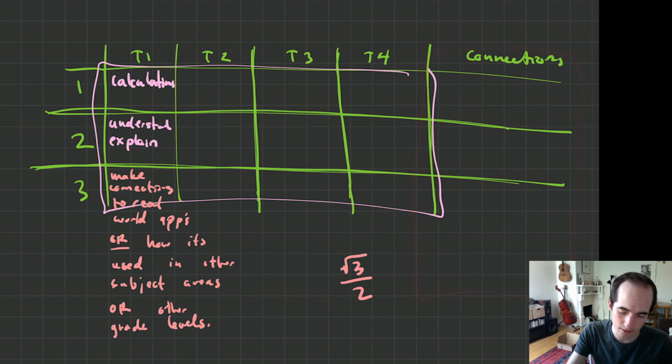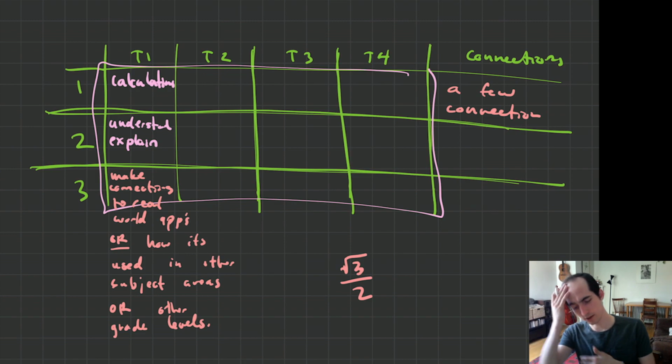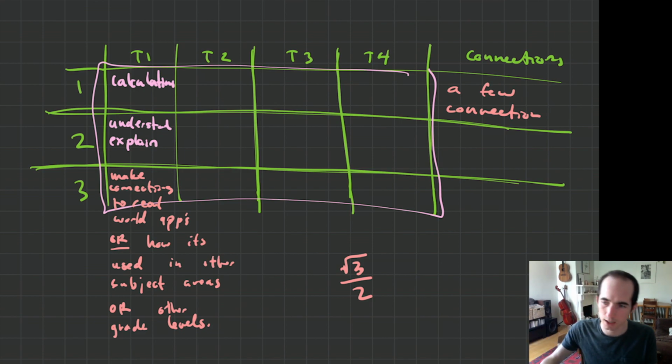So for this one, you make a few connections. If you're like, oh yeah, trigonometry has irrational numbers, and square roots and radicals also have irrational numbers, right? Okay, great, you made a couple connections. Thumbs up.